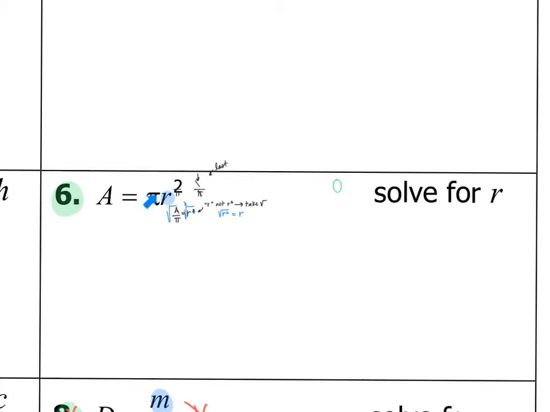Kind of like the inverse of multiplying is division. The inverse of squaring is taking the square root. So we know that the square root of r squared is equal to r. You might want to take note of that. And that's equal to the square root of a over pi. So now we have taken this equation, manipulated it, and solved for r.